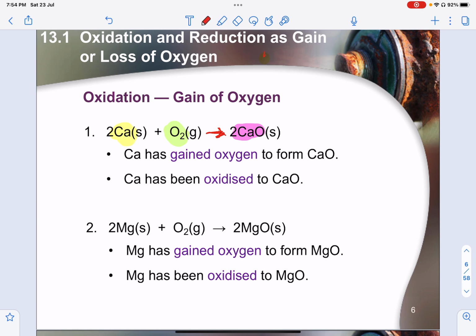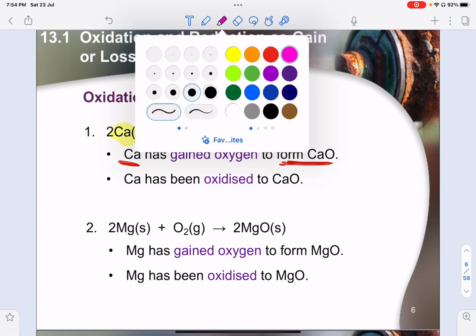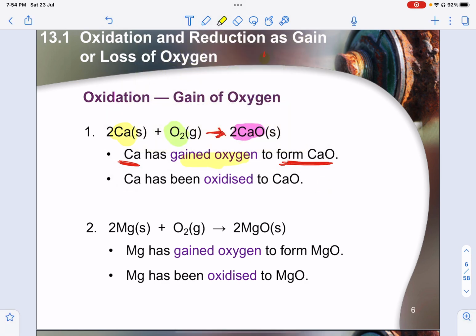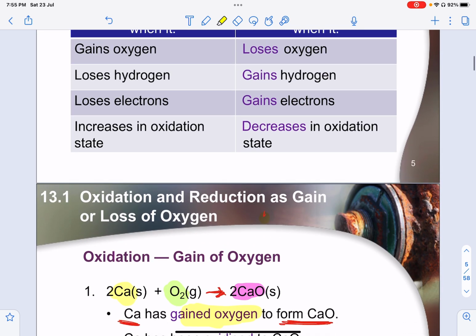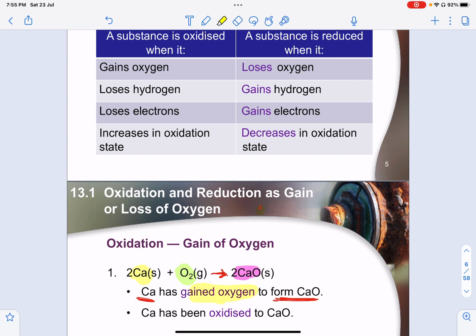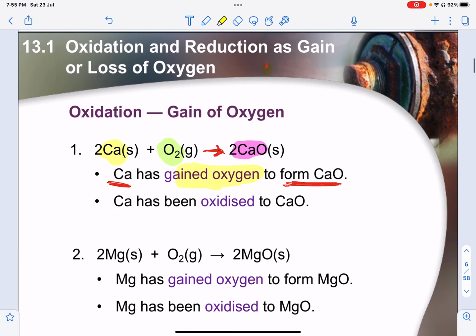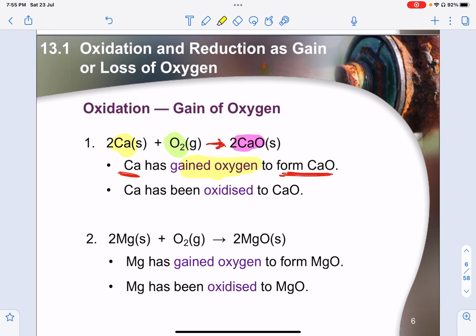Now, do take note of the phrasing, how we form our sentence. We always start with the reactant, then after that we will say forming the product. And in this process, what actually occurred? How does it come about being oxidized? We talk about the scenario. Just now we saw four scenarios, in terms of either gaining oxygen, losing hydrogen, losing electron, and increase in oxidation state. So we will always phrase our answer in this way, and we tend to conclude whether it is oxidized or reduced.